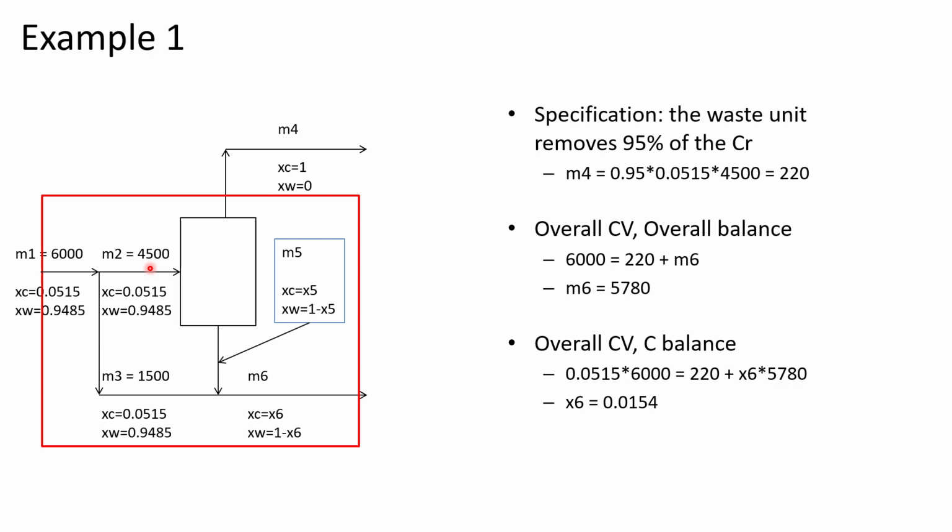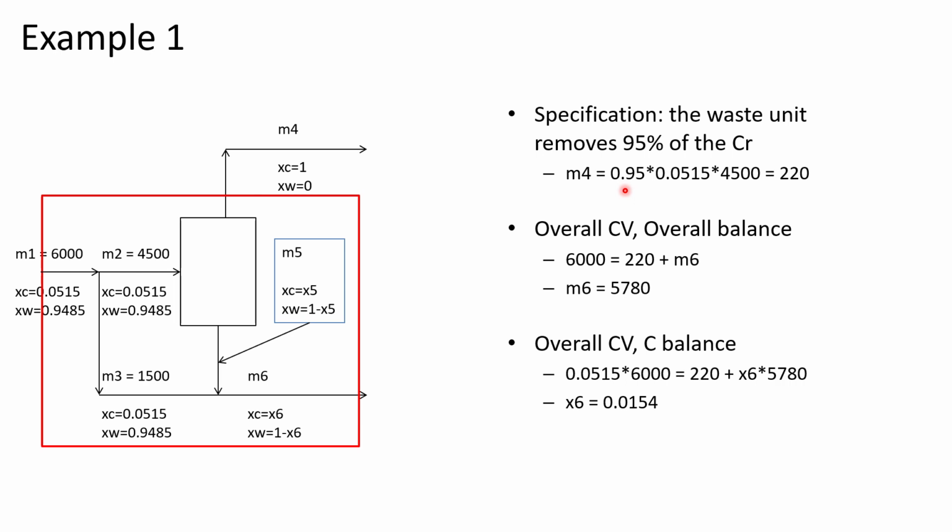The stream that enters into the waste treatment unit is stream M2. The total flow rate of M2 is 4,500 kilograms per hour. We'll put that over here in the table to calculate the 95% of the chromium in that stream. We have to multiply the total flow rate, 4,500, by the fraction of it that is chromium, which is 0.0515. So the product to the right of 0.0515 times 4,500 is the flow rate of chromium in the stream that enters into the waste treatment unit.